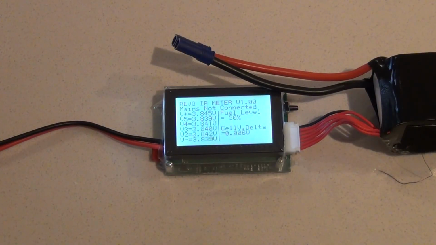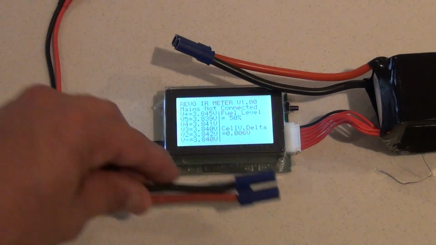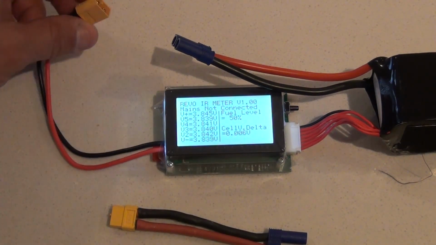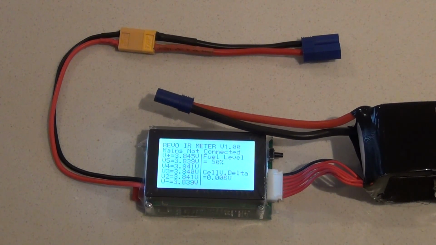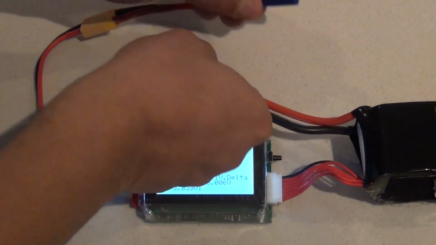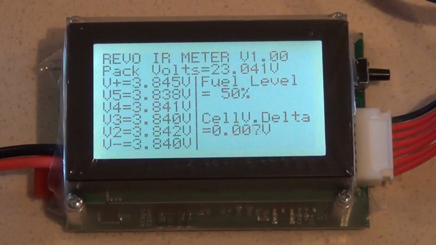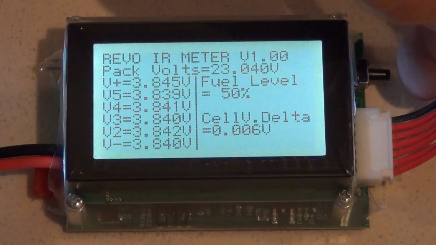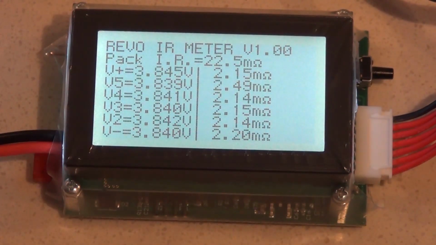So whilst the IR meter comes with an XT60 plug, I've made an adapter cable that will allow me to connect the XT60 plug into my EC5 plugs, which I use on my batteries. So we'll go ahead now and plug the battery power connector into the IR meter. So not a lot changes once you plug in the battery until you press the button adjacent to the balance connector. Once you do that, the individual IR readings per cell is shown.